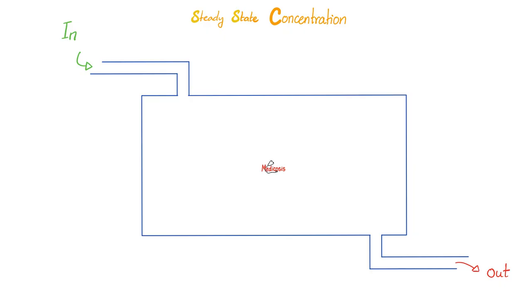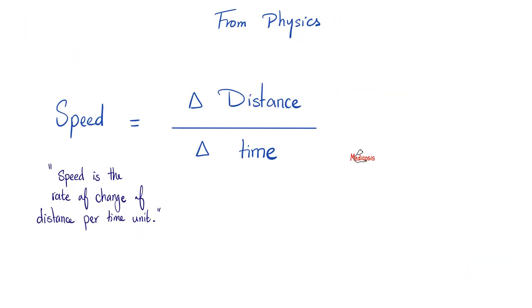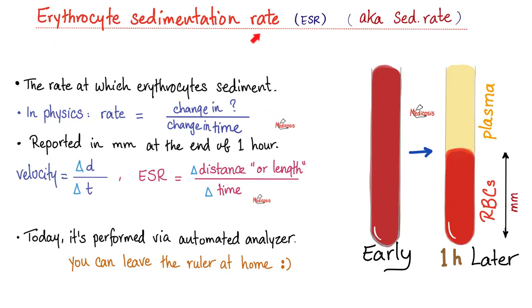Drug is coming in, drug is leaving. In between, there is an equilibrium called the steady state. Rate in, rate out. In physics or math, when you hear the word rate, it means something is divided by time. You'll see time in the denominator. The speed is the rate of change in distance. How about the erythrocyte sedimentation rate? It was the rate. There is time in the denominator. It was the rate of sedimentation.